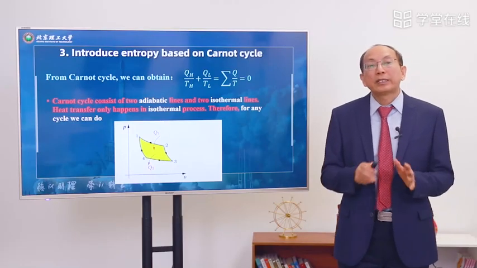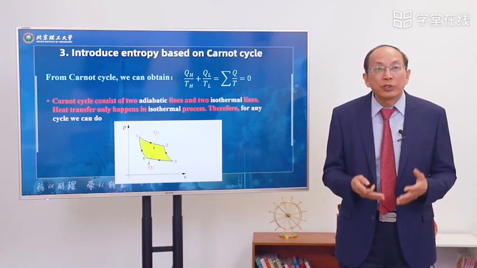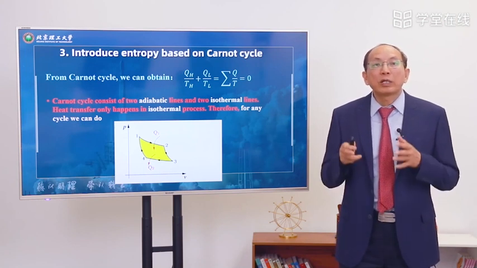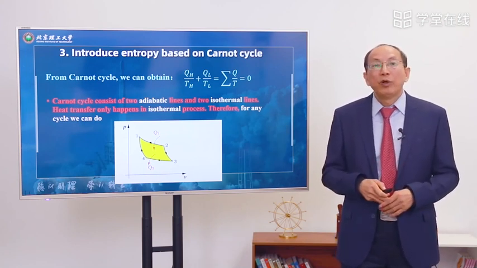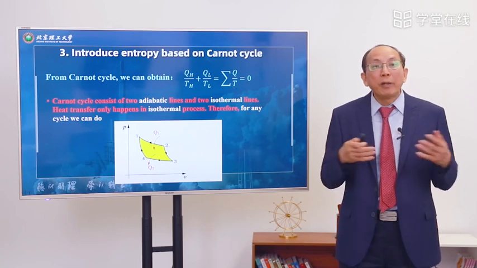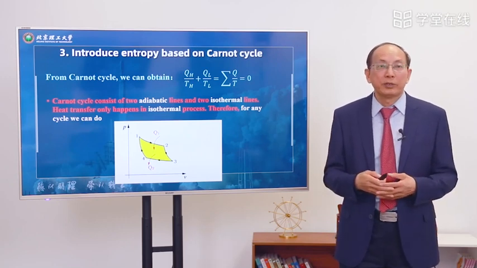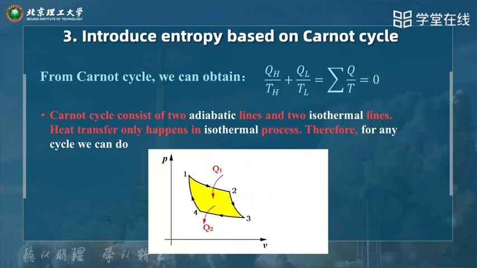Okay, in section 3, we introduce the entropy based on the Carnot cycle. We know the Carnot cycle is very important in thermodynamics. From the Carnot cycle, we can obtain QH divided by TH plus QL divided by TL, just as the sum of Q over T is 0. From the Carnot theorem, it is very easy to obtain this equation.